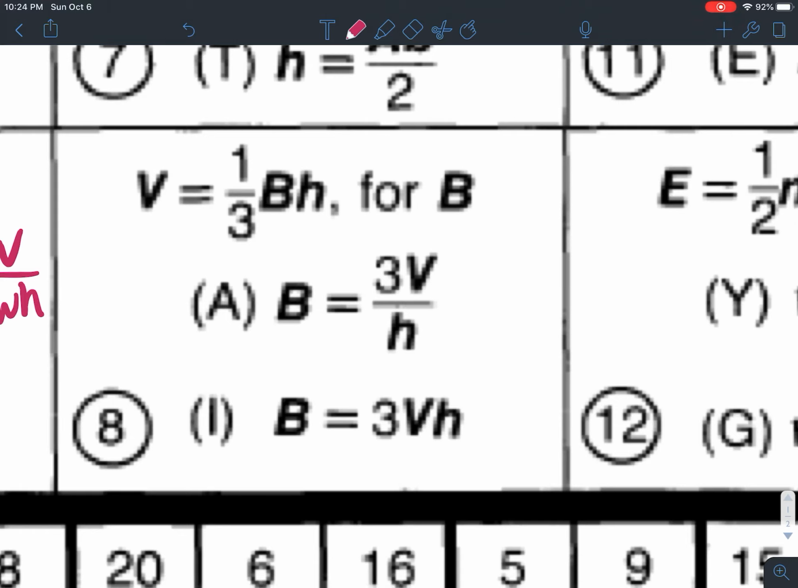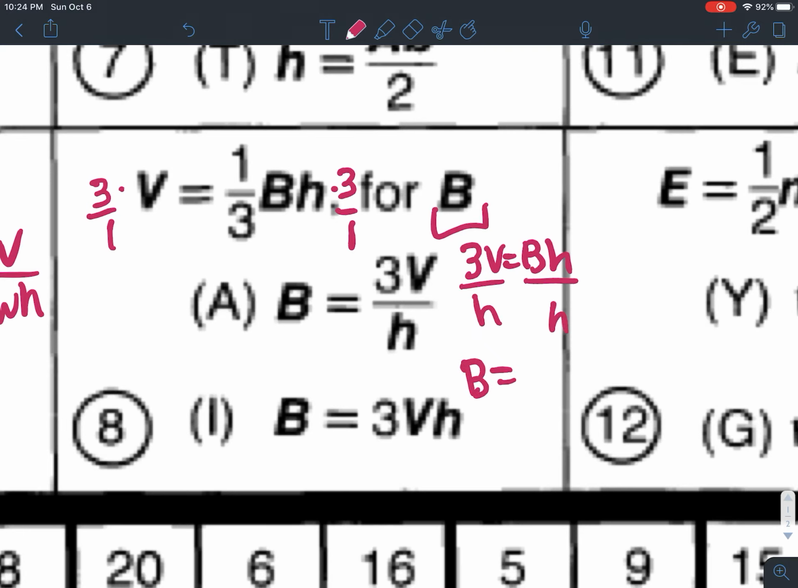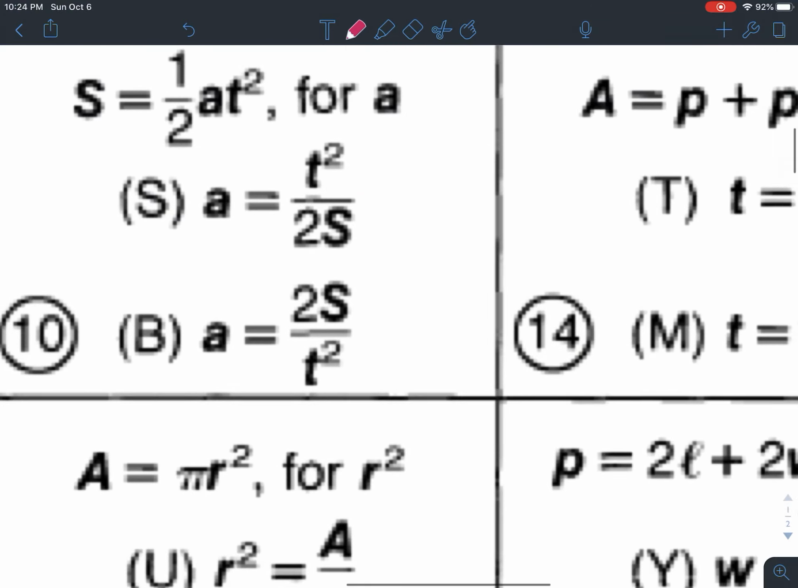Number 8, kind of similar. We're going to multiply by the reciprocal on both sides first. So we get 3v equals bh. And then we are going to divide off what we don't want. Since we're solving for b, we're going to divide off the h from both sides. And you get b equals 3v over h.